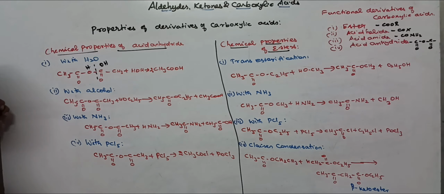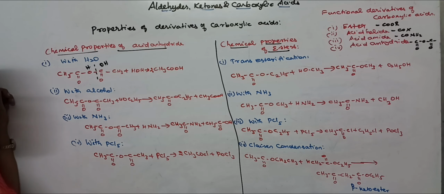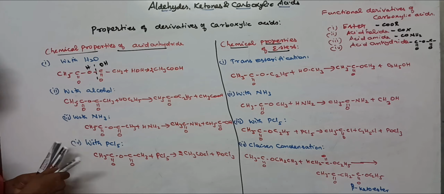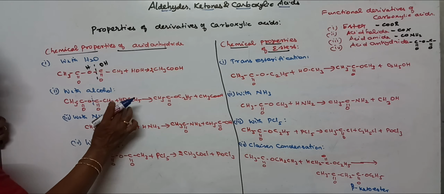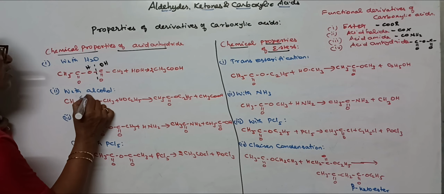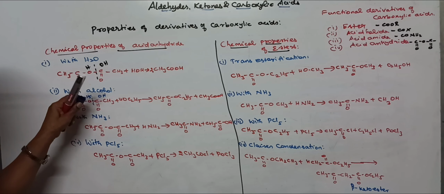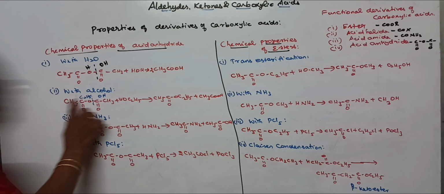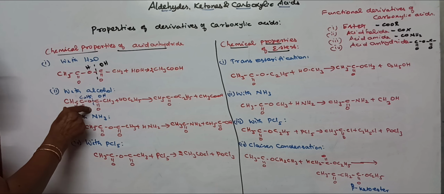The next reaction is with the alcohol. When anhydride is treated with the alcohol, we will get a carboxylic acid and ester. The alcohol splits the anhydride linkage, the carbon oxygen linkage. So we are getting C2H5 over here and OH. So we will get CH3COOC2H5 plus CH3COOH. Here the cleavage takes place between the acyl part and the carboxylate part.